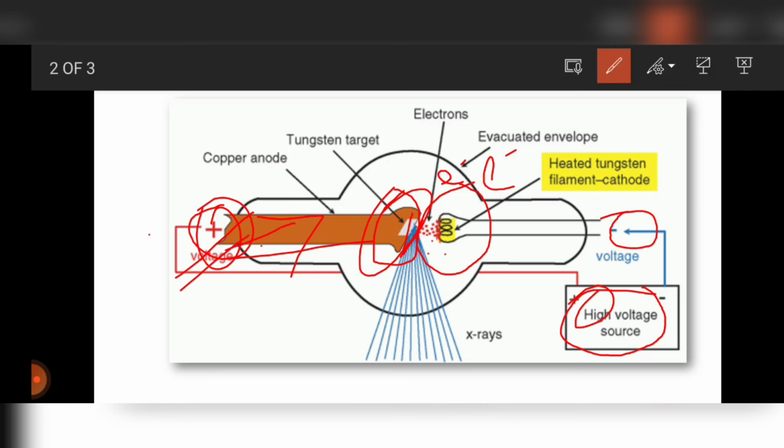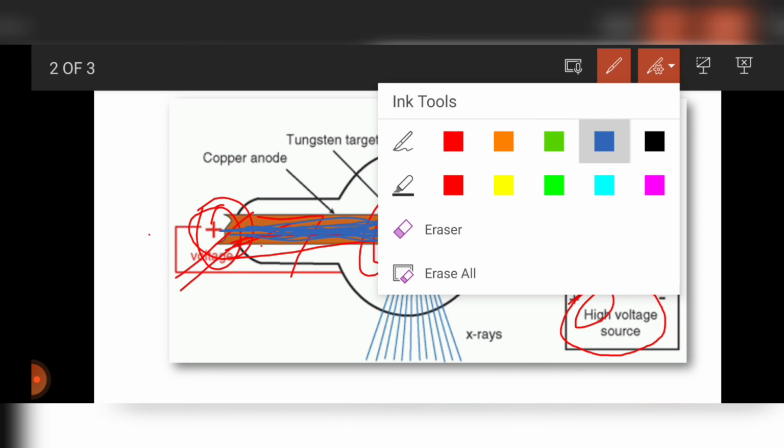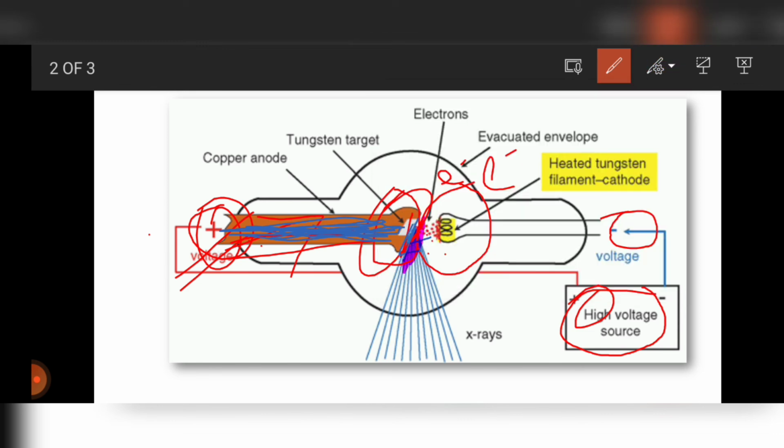After this target, there is also a copper coated tube. In the copper tube, a water supply will be available. You will supply the water in this copper tube so that the temperature will be maintained, because the high voltage electrons will hit here. Because of this water supplied in the copper tube, the molybdenum target is kept cool when the electrons hit here.